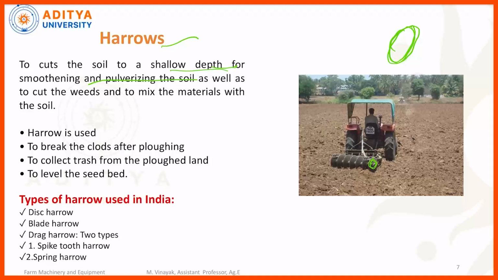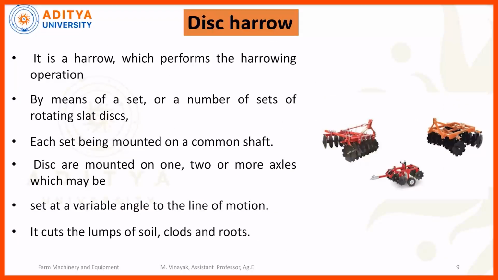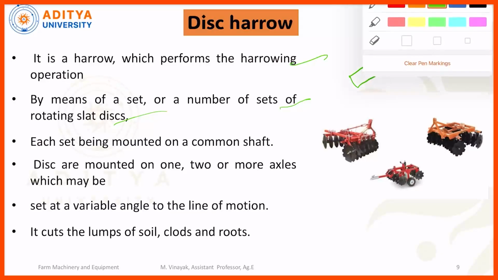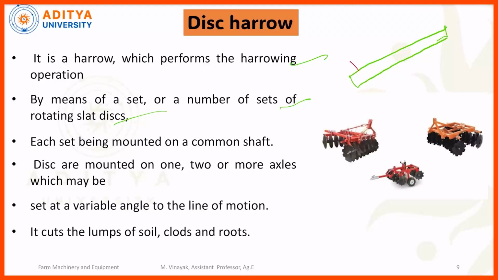These are the different types of harrows I already explained in an earlier slide. Regarding the disc harrow, we can see it in detail. The disc harrow performs the harrowing operation by means of a number of rotating discs mounted on one common shaft. Suppose this one is a common shaft. A set of discs can be mounted in this way.